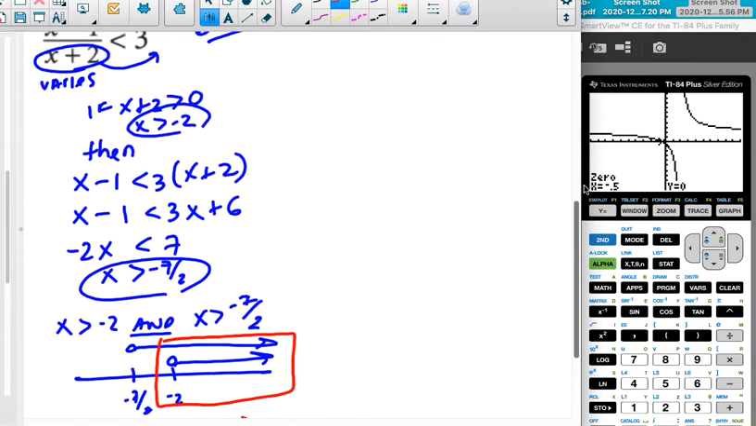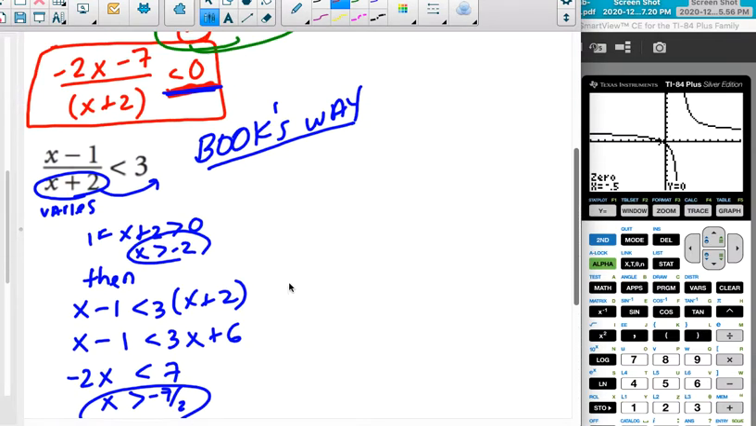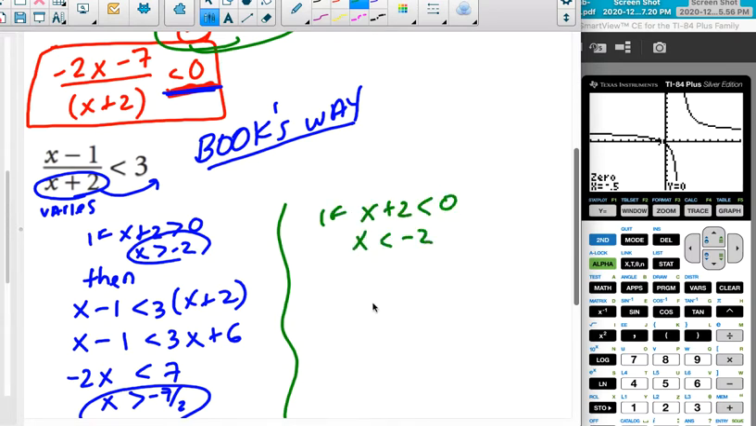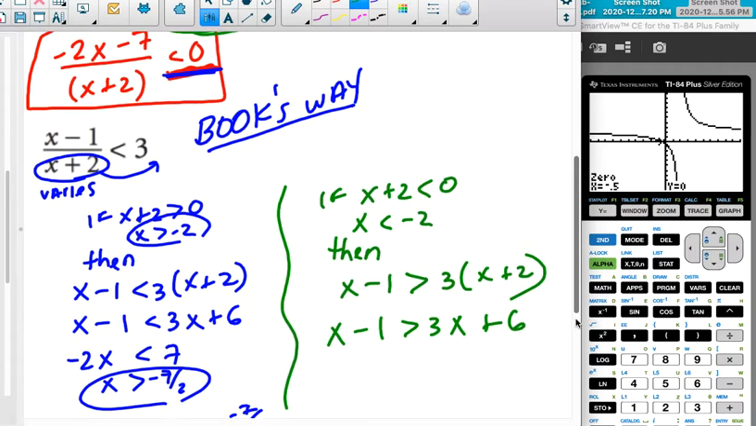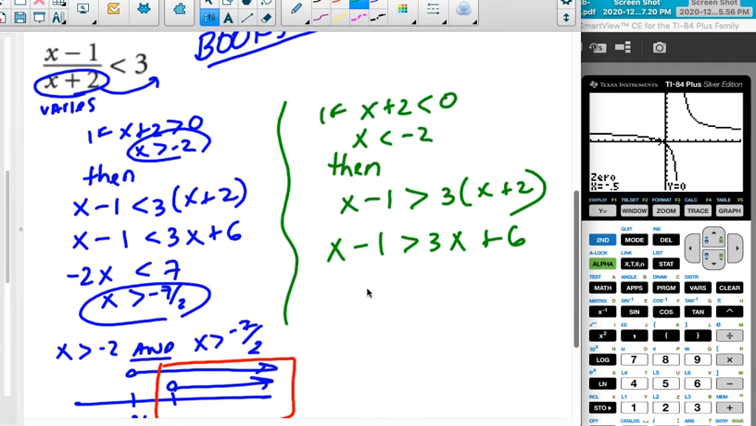If we did the same thing over here, but with the negative case, so if instead that variable expression had been less than 0, meaning if x is less than negative 2, well then when I multiplied it would have changed the direction of the sign, so this would become greater than, right? Because if I multiply by a negative, it changes the direction. So x minus 1 is greater than 3x plus 6, right? When I add the 1 over and subtract the 3x over, I have a negative 2x is greater than 7, so x is less than negative 7 halves, right?